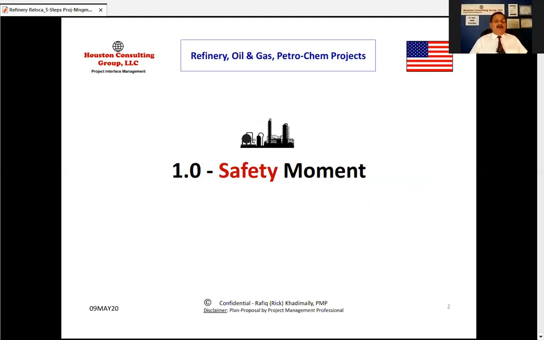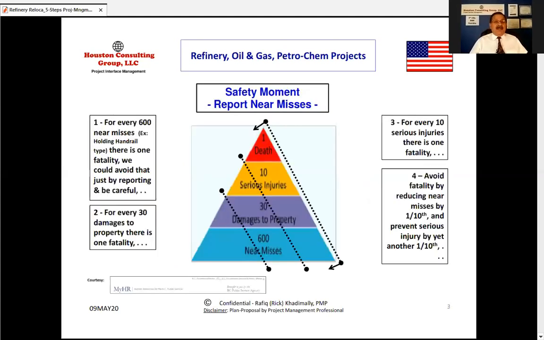And we always start with a safety moment. Today's safety moment is about reporting near misses. For example, you're coming down a stairway, you are not holding the handrail, and you're about to stumble. That is called a near miss. So 600 near misses result in one death. You can always eliminate it by this safety moment that I have presented for you.